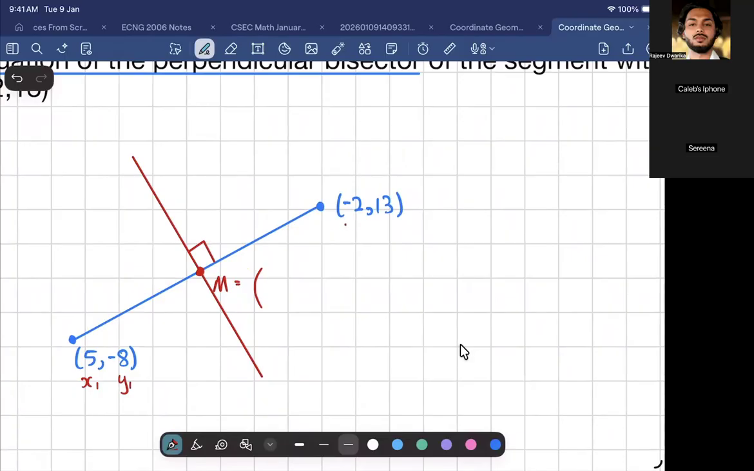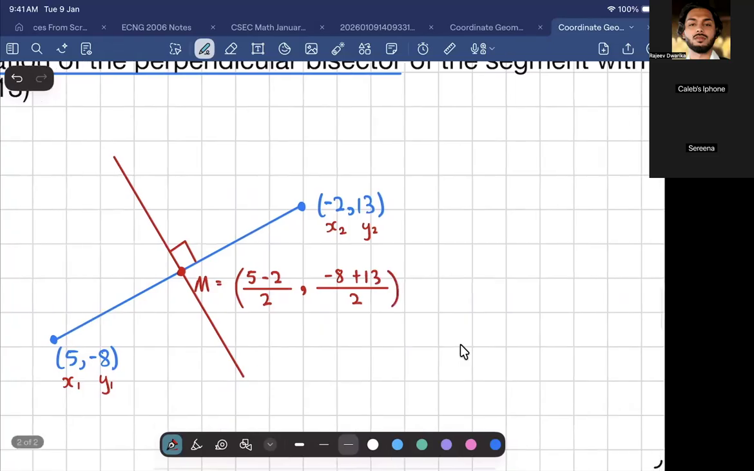All right. So if you put it into this formula, what would that look like? 5 and minus 2 over 2. Right. So that'll be 5 plus minus 2, which is really just 5 minus 2, all over 2. And minus 8 plus 13 all over 2.